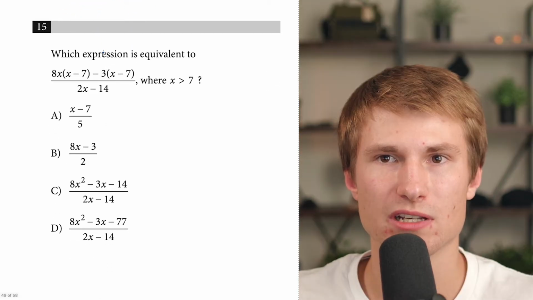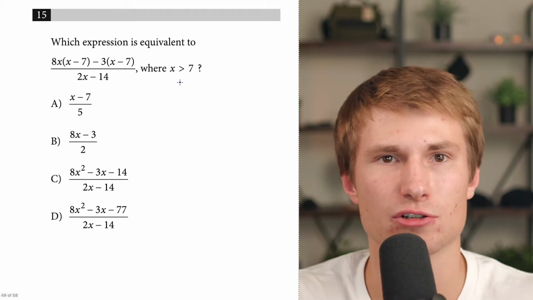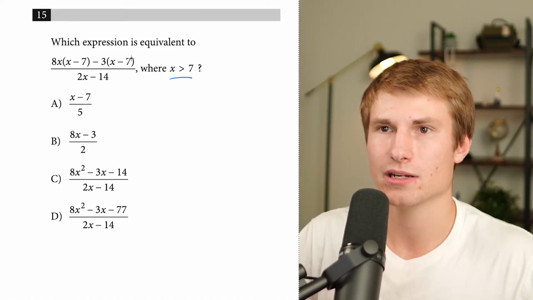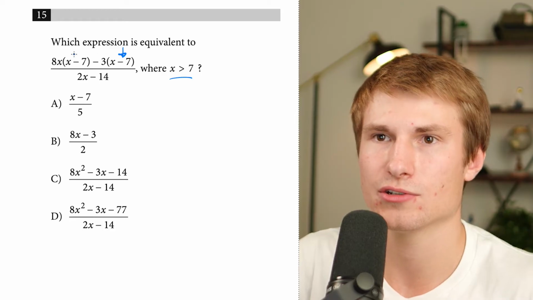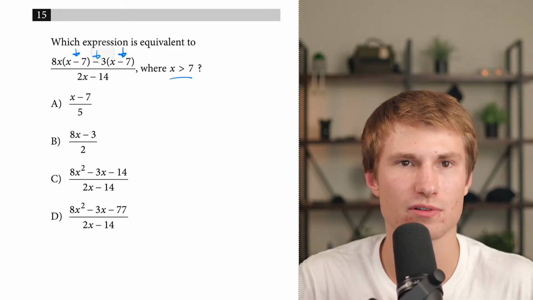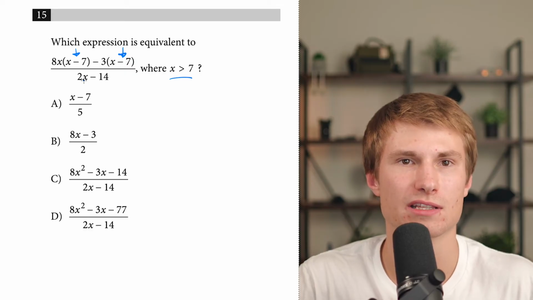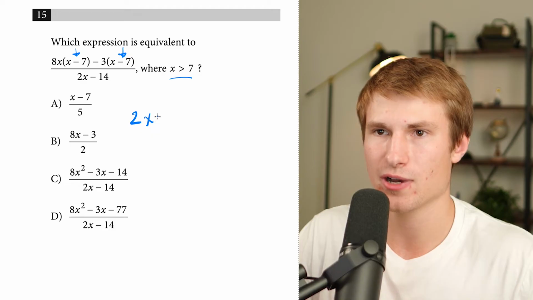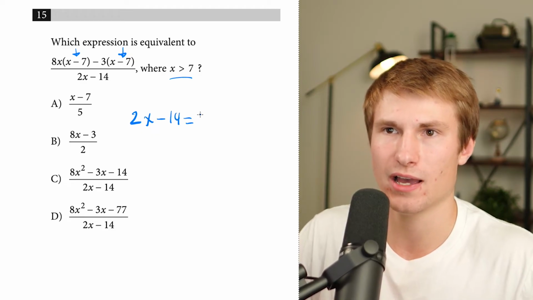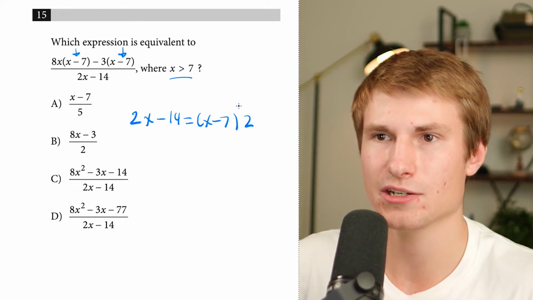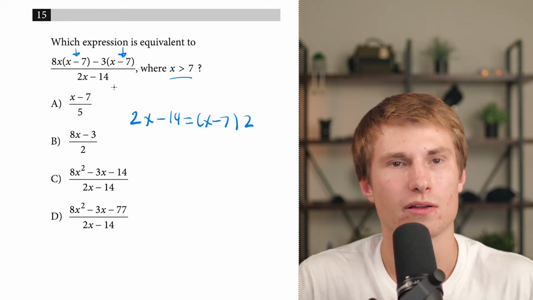Going on to question number 15, which expression is equivalent to this? And then we got this division question where x is greater than 7. Now, keep in mind here that if you ever see that you have two factors like this and you have an addition or subtraction of some sort of fraction, you're probably going to be looking to get this factor out of your denominator as well. So in this case, we can look to do that. We know that 2x minus 14, we could also rewrite that as x minus 7 times 2, right? Because we get that 2x, we get that minus 14. So let's go ahead and do that.